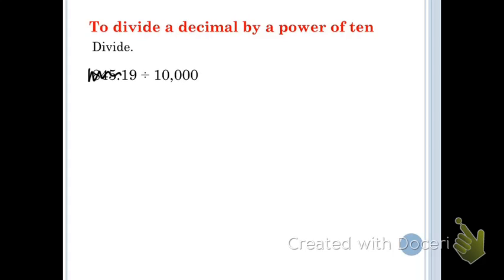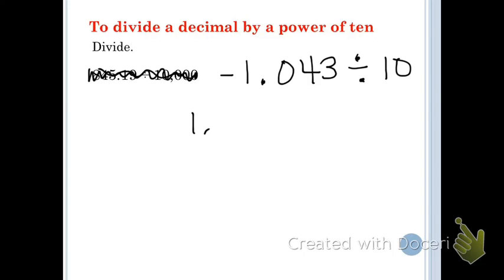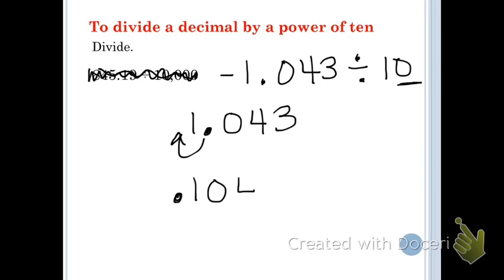We already did this problem, so let me write a different one up here. -1.043 divided by 10. Our power of 10 only has 1 0 in it, so we just need to move our decimal 1 place to the left. So we won't have to be adding any zeros for placeholders. So we'll have decimal 1043. I like to place a 0 in front of the decimal as well, and remember the negative.